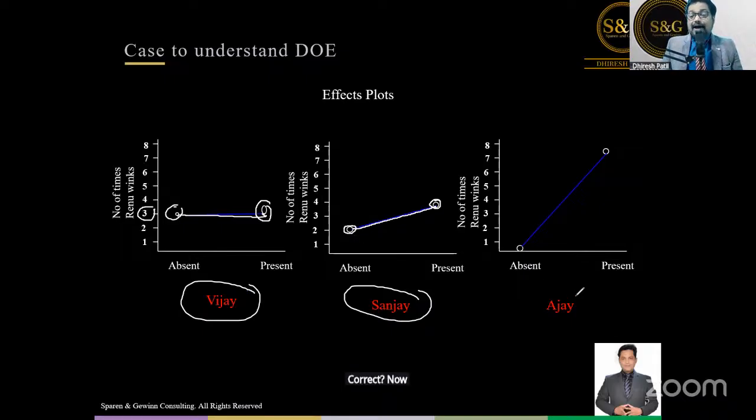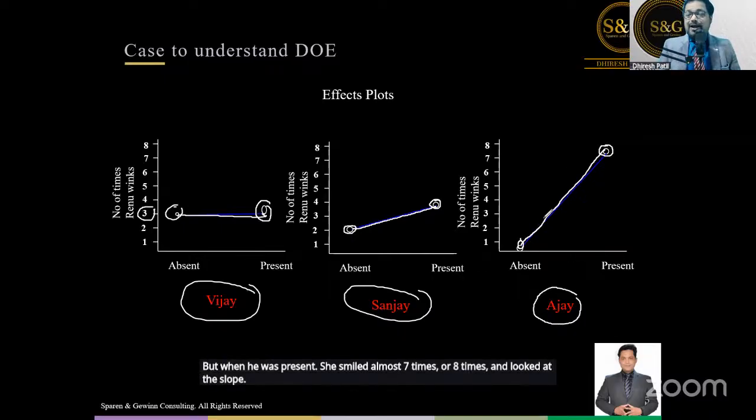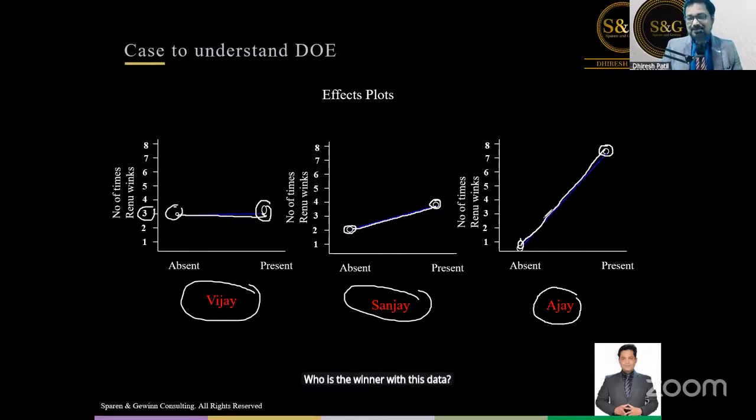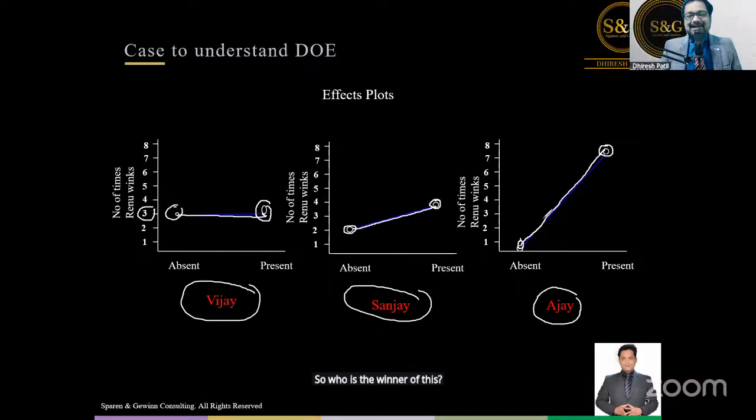Now, then comes Ajay. When he was absent, she smiled once, but when he was present, she smiled almost 7 or 8 times. And look at the slope. Who is the winner with this data? So it was Sia, a typo mistake. So who is the winner of this? It is Ajay. So clap for Ajay. Standing ovation. Ajay has won this competition.